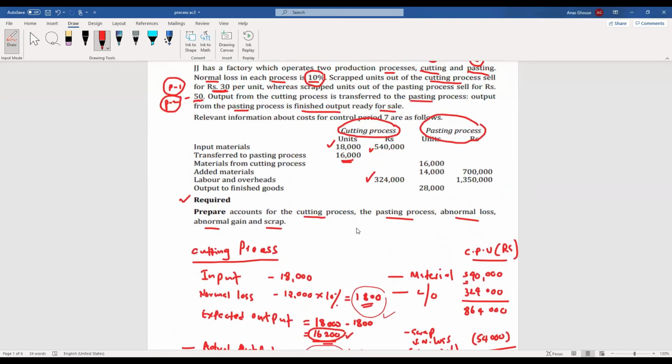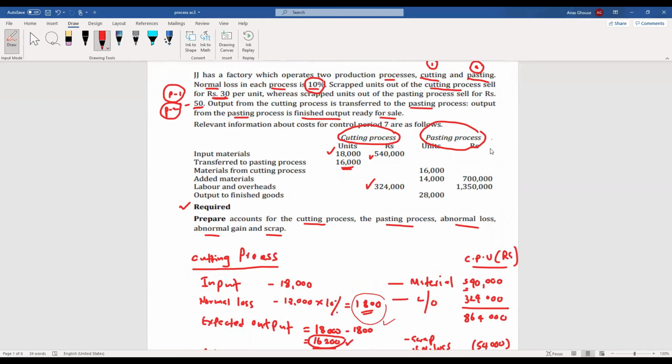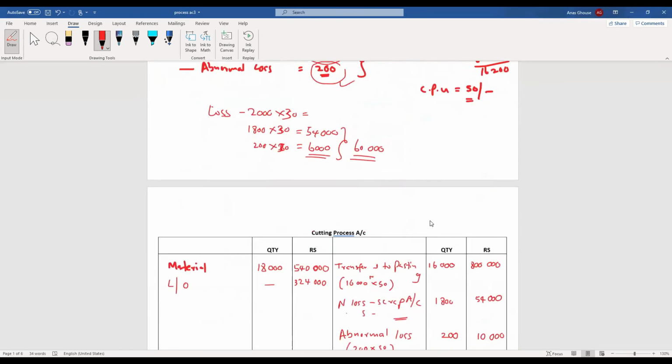Now let's analyze the pasting process. Please remember the cutting process output, which is 16,000, will be the input to the pasting process. In addition to that, they have added material, which is 14,000, the cost is 700, and the labor and overhead cost is 1,350,000, and the actual output was 28,000. So therefore, let's analyze this.